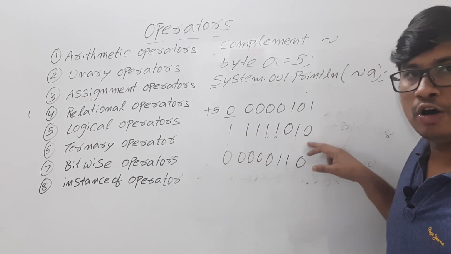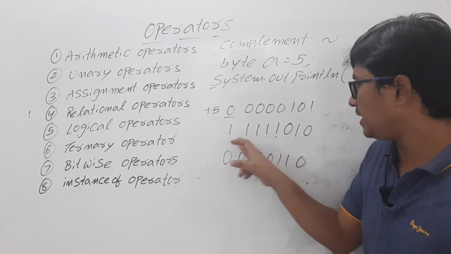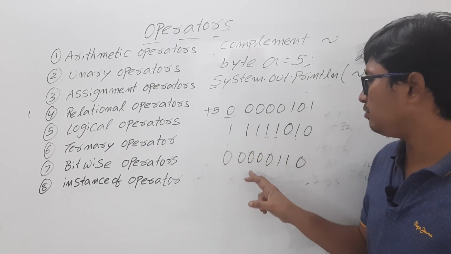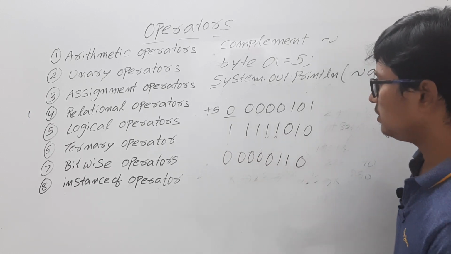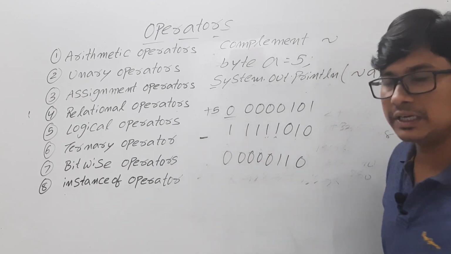First, how many zeros are there? Keep as it is. The first one keep as it is. For the remaining numbers, you compute the complement. So 0's complement will be 1, and 5 ones are there, 5 zeros. But this is a negative number, because the sign bit is 1, so it is a negative number.